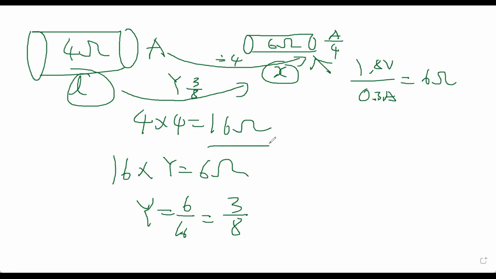Because originally it was 16 ohms, I'm just comparing the area. Do you understand? 3 over 8 is the new length. If this thing was like 80 meters here, then this should be 30 meters, because I can only have 3 over 8 of the multiple to make it from 16 ohms to 6 ohms.